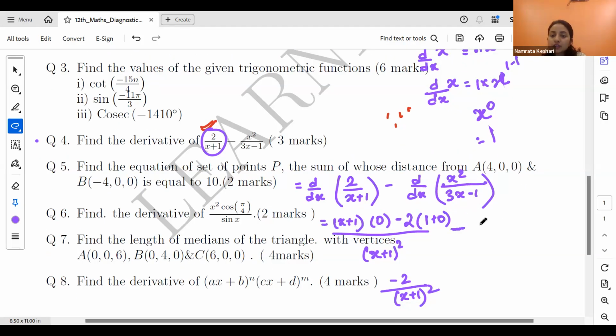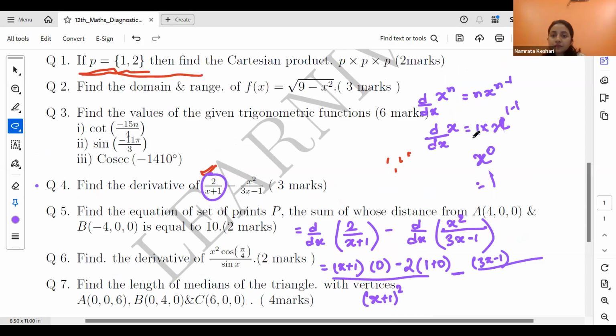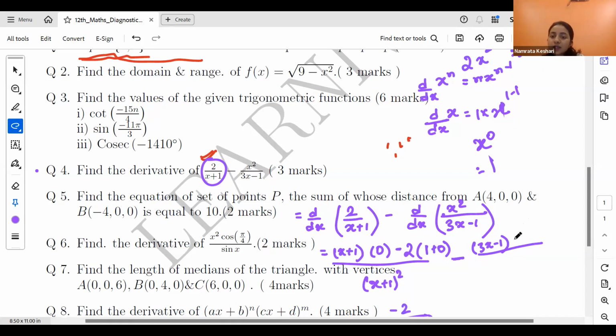Similarly, we'll do the other one. We'll take the denominator as it is, 3x minus 1, and the derivative of x square. What is the derivative of x square? Oh, sorry, 2x, x to the power 2 minus 1. That means 2x to the power 2 minus 1, that means 2x, right? Yes, so 2x will be there.